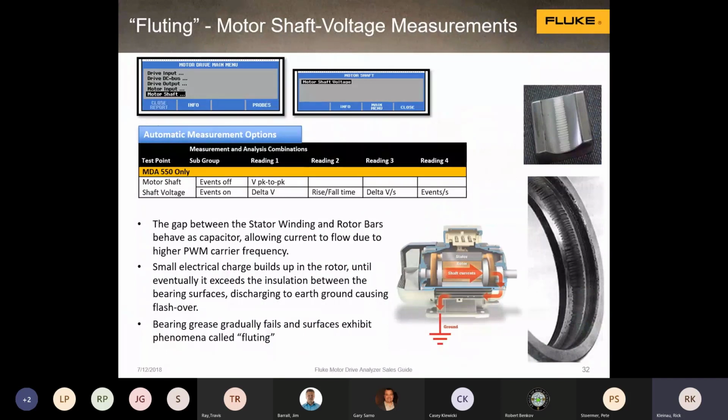I want to show you one other thing, another measurement we can make with the MDA that's built in. I hear this fairly frequently. A problem with bearings that drives sometimes get blamed for is fluting. If you look here, this is the outer race of a bearing. You can see it there.